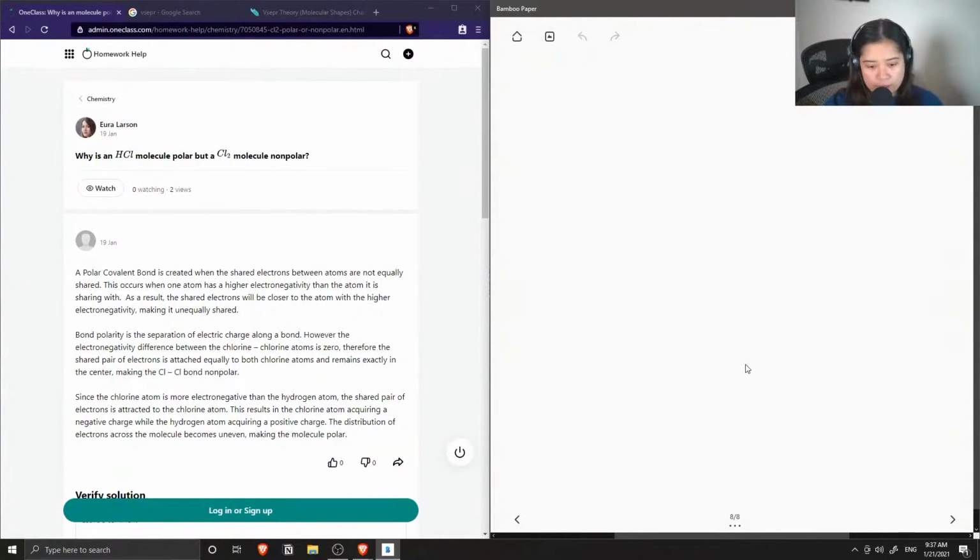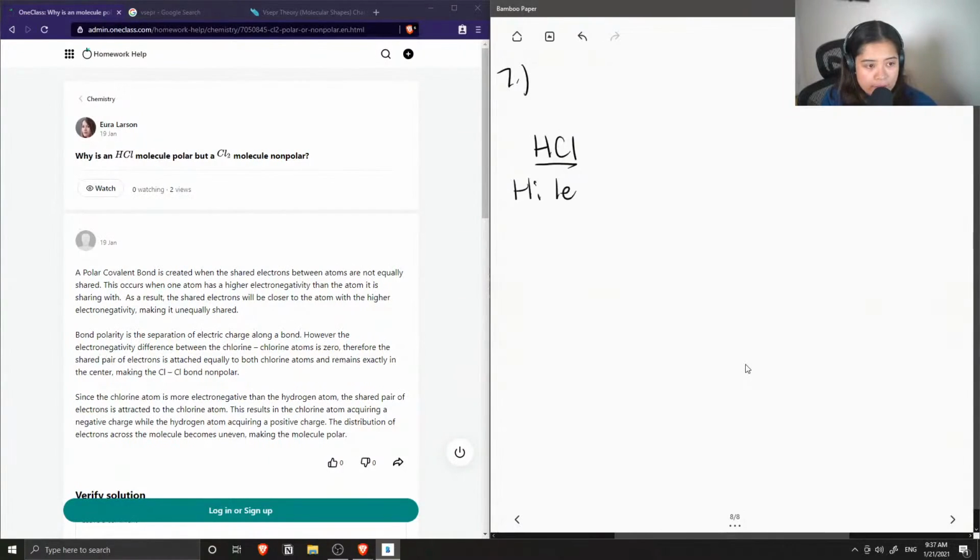Okay, so question number 7. Why is an HCl molecule polar but a Cl2 molecule is nonpolar? So HCl, let's draw its Lewis structure.